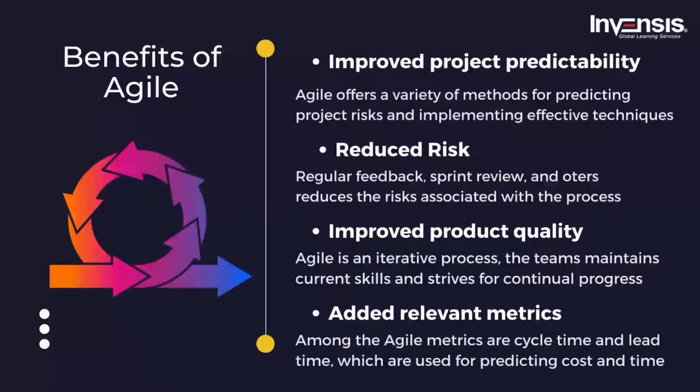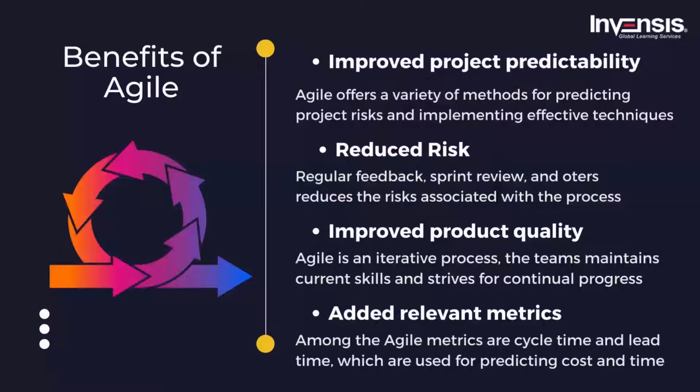Fifth, reduced risk. No Agile project fails to deliver a functioning product before the end of the first sprint. Regular feedback, contact with the development team, product release, sprint review, and retrospective meetings ensure that the end user may assess the new features and request any necessary modifications. This procedure reduces the risks associated with the process.